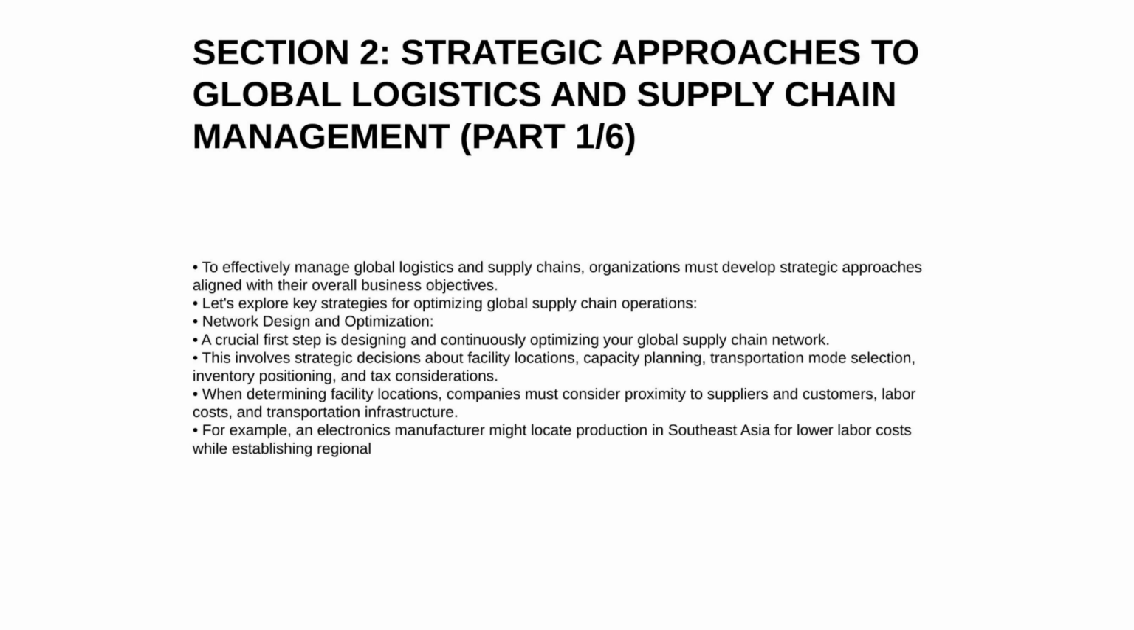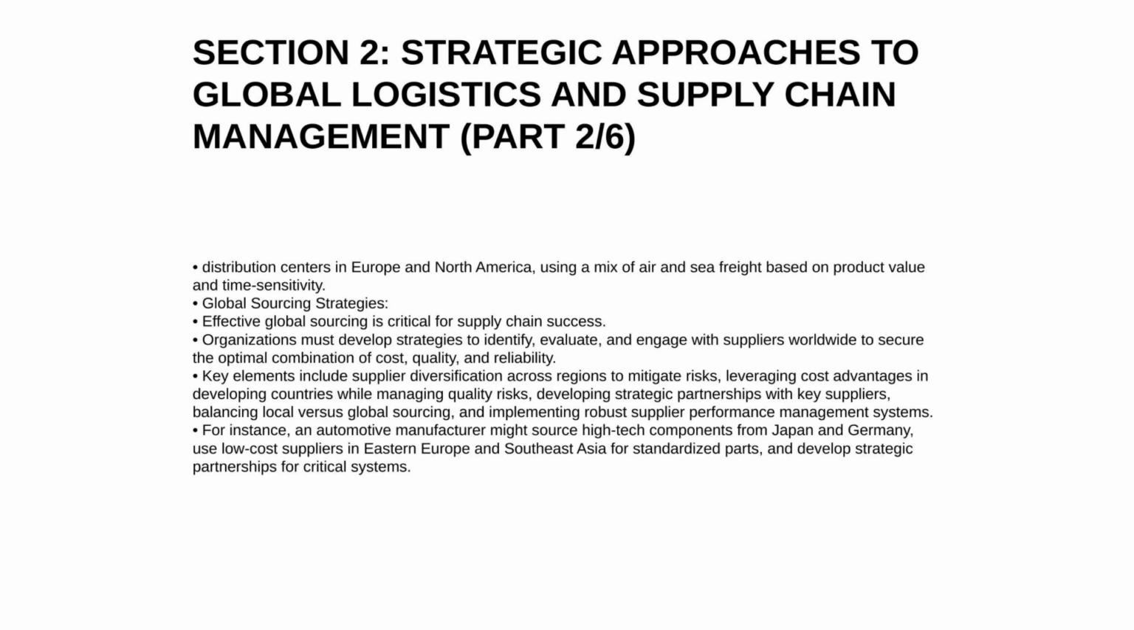Network design and optimization. A crucial first step is designing and continuously optimizing your global supply chain network. This involves strategic decisions about facility locations, capacity planning, transportation mode selection, inventory positioning, and tax considerations. When determining facility locations, companies must consider proximity to suppliers and customers, labor costs, and transportation infrastructure. For example, an electronics manufacturer might locate production in Southeast Asia for lower labor costs while establishing regional distribution centers in Europe and North America, using a mix of air and sea freight based on product value and time sensitivity.